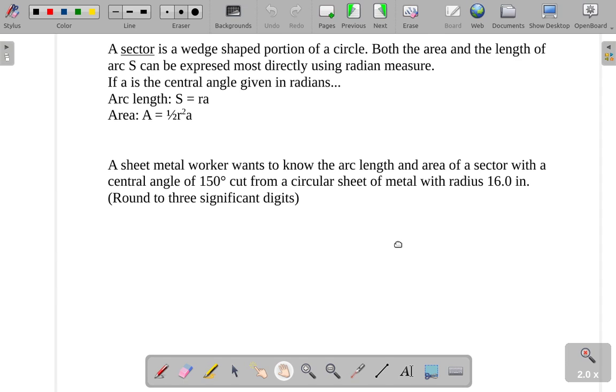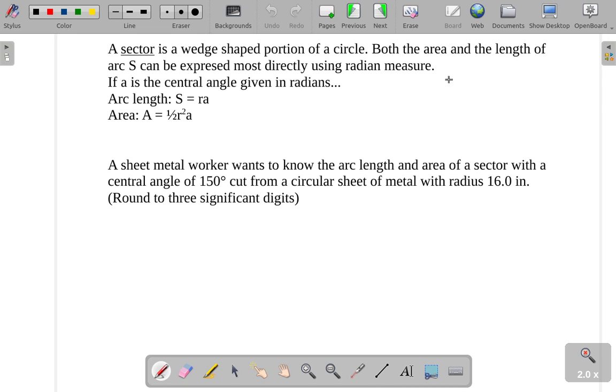A sector is a wedge-shaped portion of a circle. Both the area and the length of the arc can be expressed most easily using radians. So this is one of the reasons why radians exist, because when we're trying to find area and lengths of sectors, these are most easily done with radians.